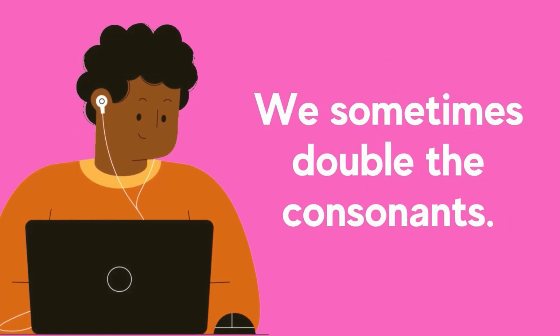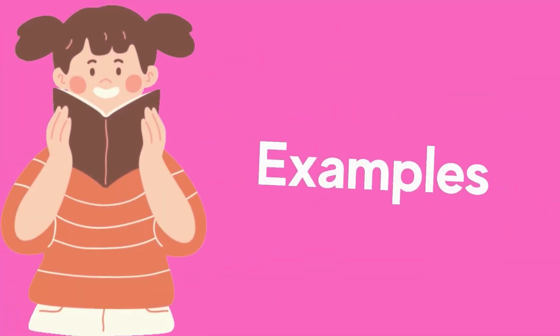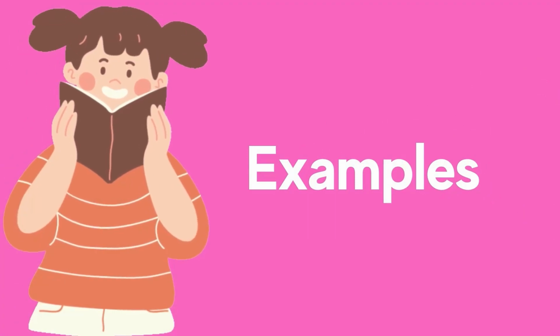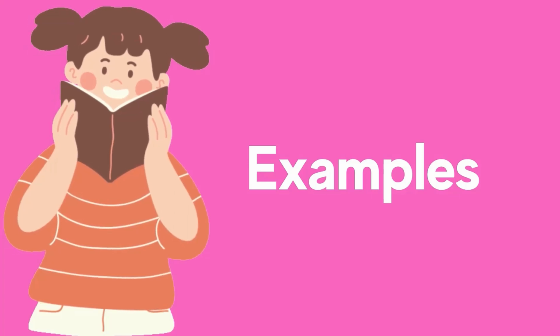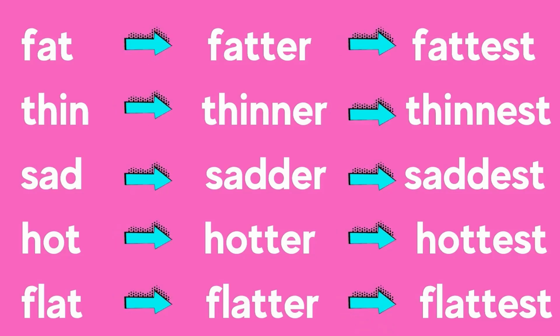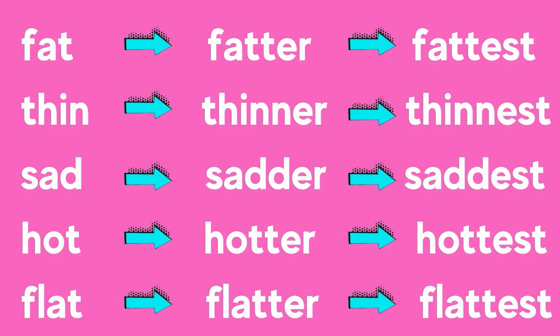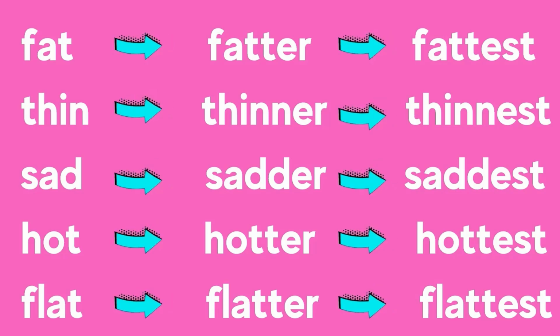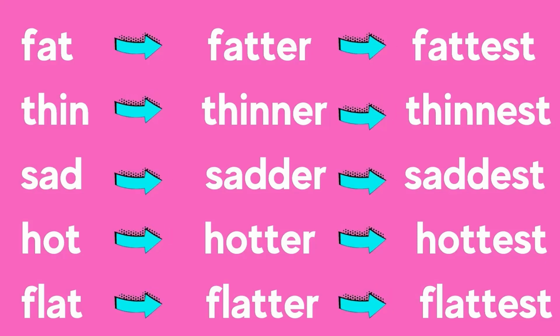However, we sometimes double the consonants. Let us go through a few examples. Fat, fatter, fattest. Thin, thinner, thinnest. Sad, sadder, saddest. Hot, hotter, hottest. Flat, flatter, flattest.